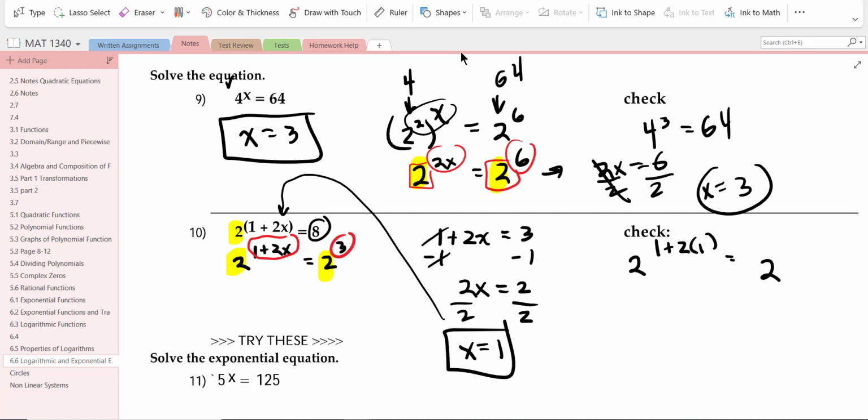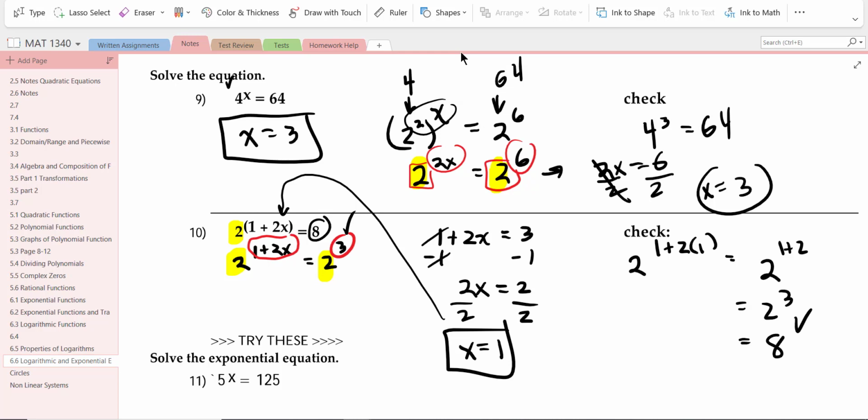Well, that would be 2 to the 1 plus 2. So that's 2 to the third. What is 2 to the third? 8, right? That's what it's supposed to be. Okay, so see, it checked out. It turned out that that's equal to what it's supposed to be.